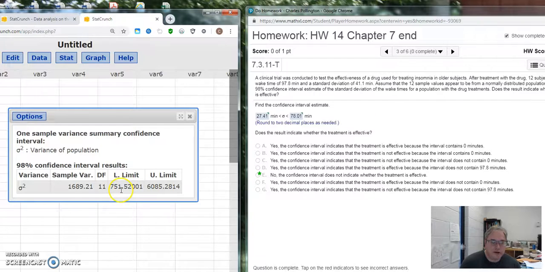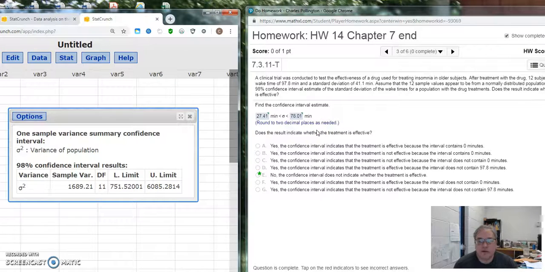And I'm seeing my lower limit is 751, my upper limit is 6,085, which definitely aren't these numbers. But you'll notice right here, they want a confidence interval for sigma. That's the standard deviation. And you'll notice right there, this is for the variance. So I've got to take the square roots of both those numbers. Square root of 751.52001, and yes, I'm putting the entire decimal in. Sometimes it'll make a difference when you round on this. That will give me 27.41. Then the square root of 6085.2814 gives me 78.01 when I round.